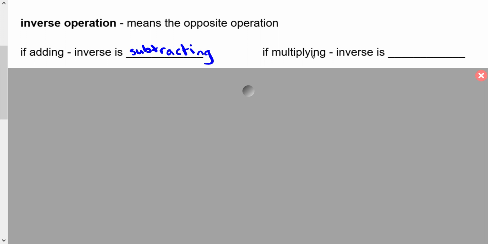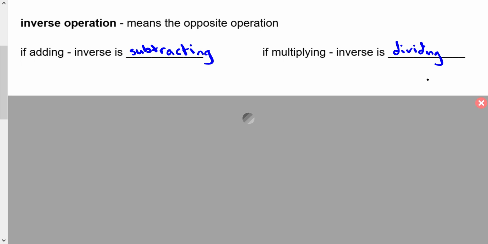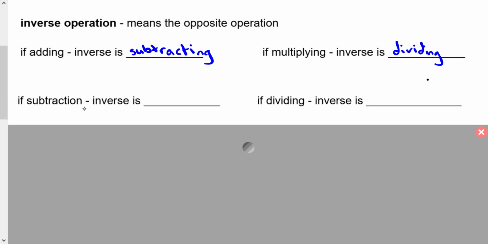What's the inverse for multiplying? Exactly, it's dividing. And if we came on down here, we said, well, what's the inverse for subtraction? Adding. And then what about dividing? What is the opposite of dividing? What's the inverse of dividing? Right, again, it's multiplying.